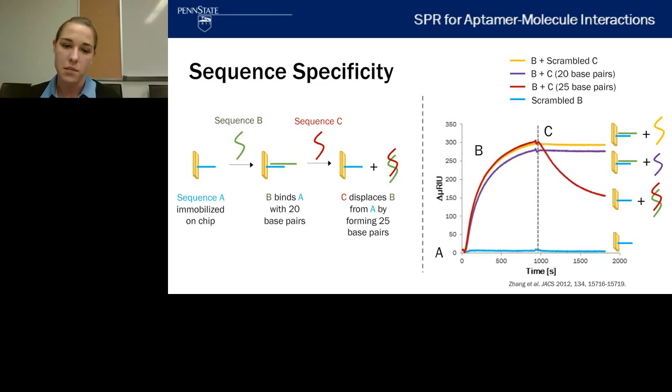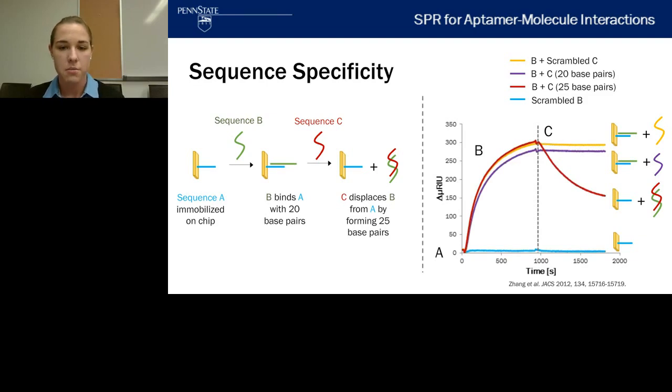with 20 base pairs. And when we look at the sensorgram on the right, we can see that sequence B is able to bind in situations when the sequence has not been altered, but when the sequence has been scrambled, or the order of the nucleotides has been randomized, we can see the blue signal showing that very little binding is occurring. So the sequence specificity is very important in this case.